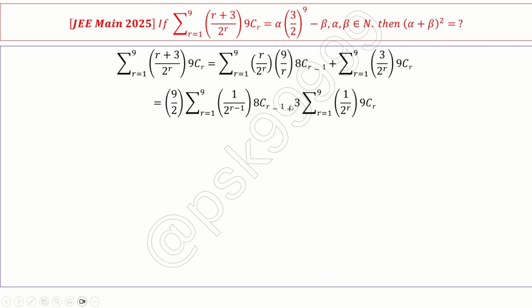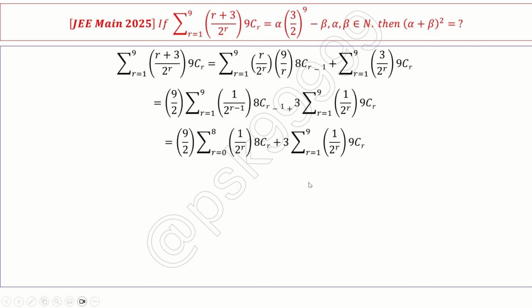Now plus 3 times sigma r equal to 1 to 9. I am taking 3 out common, so 1 by 2 to the power of r, 9Cr. Next, I can rewrite this first sum, r equal to 1 to 9, as r equal to 0 to 8, because the power will start with 2 to the power of 0 and this r minus 1 will become r. So sigma r equal to 0 to 8, 1 by 2 to the power of r, 8Cr, plus 3 times this, which is the same.